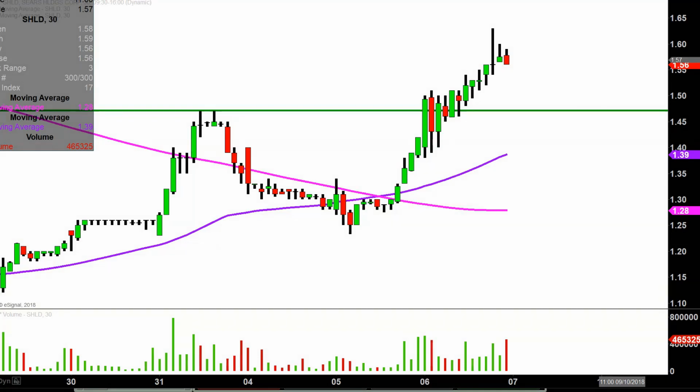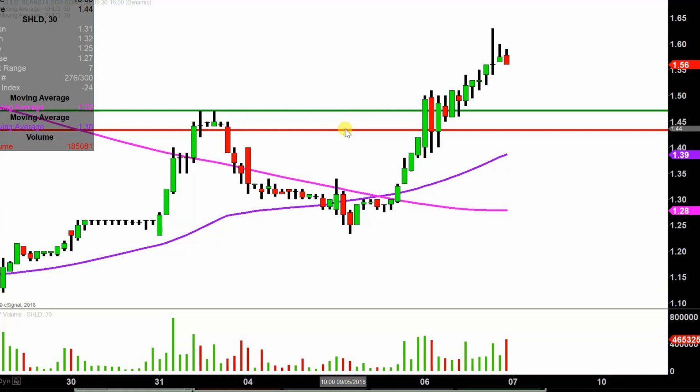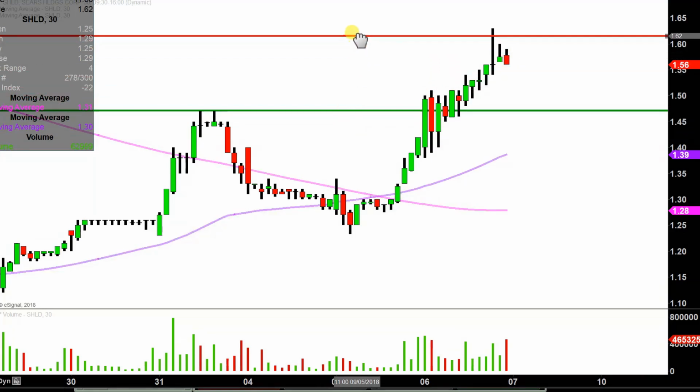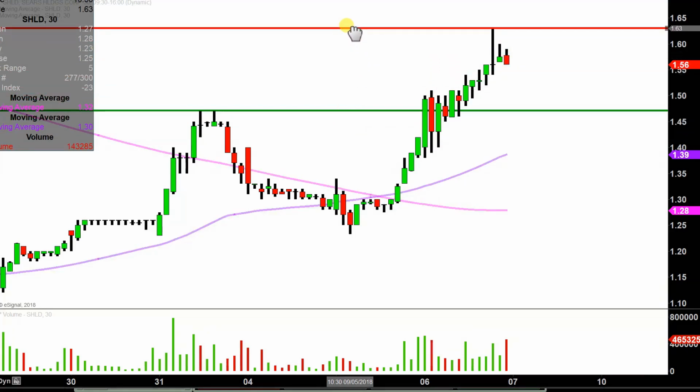Now, what about levels of resistance? As far as where the sellers are hanging out, pretty straightforward, and that's simply where the party stopped today, up at $1.63. So going into tomorrow, $1.63, public enemy number one.